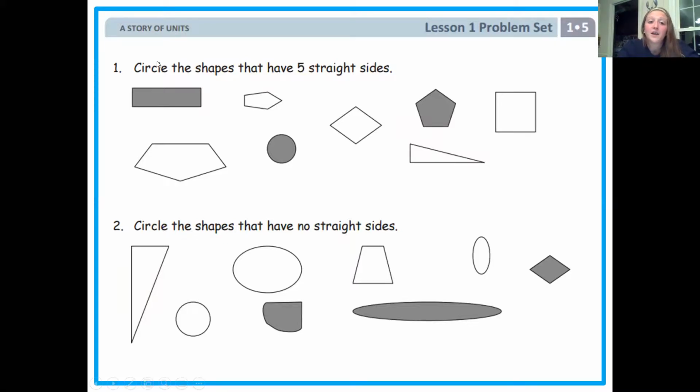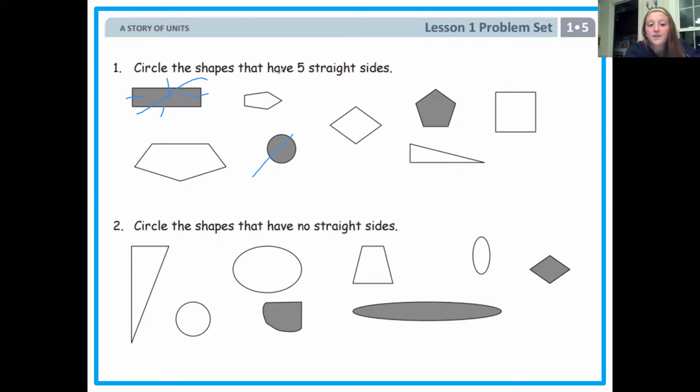The first one says, circle all the shapes that have 5 straight sides. So go and count them, and you're circling the ones with 5 straight sides. So I'll show you, for an example, I know this is 1, 2, 3, 4. Nope, that doesn't have 5. This one, oh, I know there's no straight sides there. So just like that, that's what you're gonna do.